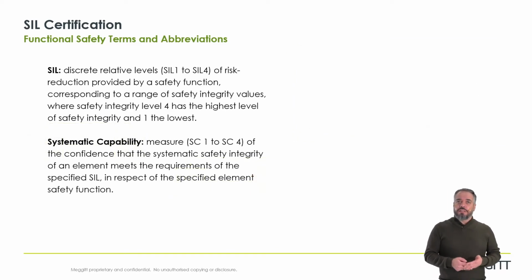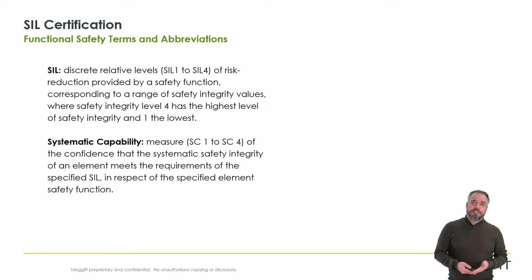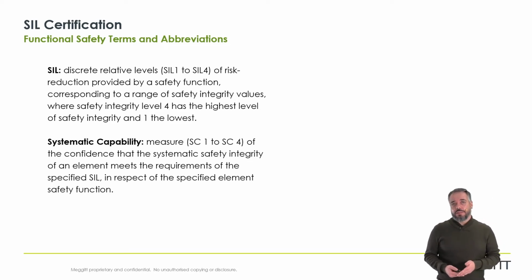Then we have SIL and systematic capability that we have already briefly discussed. We already saw the meaning of SIL. It is an indication of the risk reduction performance that can be obtained via a safety-related system, and the systematic capability provides the level of confidence about systematic safety integrity. Both levels go from 1 to 4, the highest being the safest.